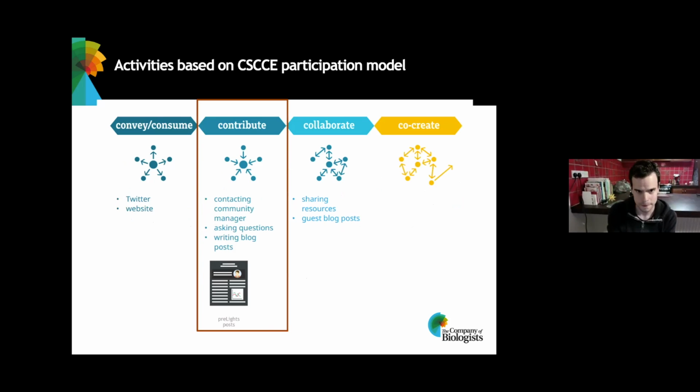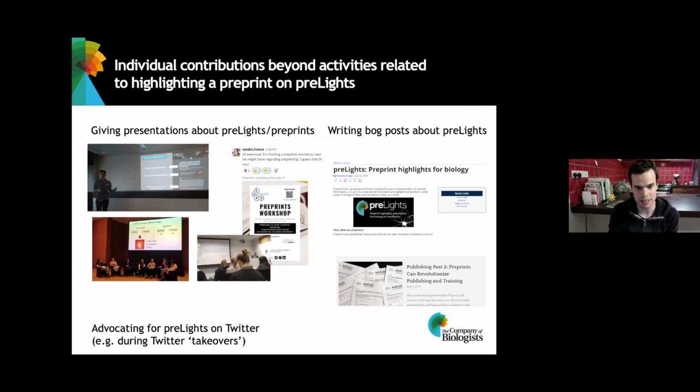So I think when preLights launched, the main way members would contribute would be by writing these preprint highlights, and all the activities related to this. For example, coordinating which preprints to feature and discussing what kind of works are interesting. But what we've been really pleased to see is that there's also been a lot of contribution activity beyond a preprint post. Community members have given presentations about our platform. They've written blog posts about this and also advocated for preLights, for example, through Twitter.